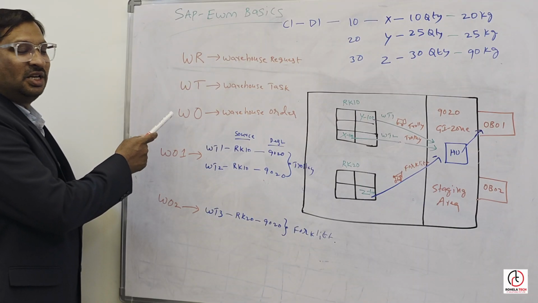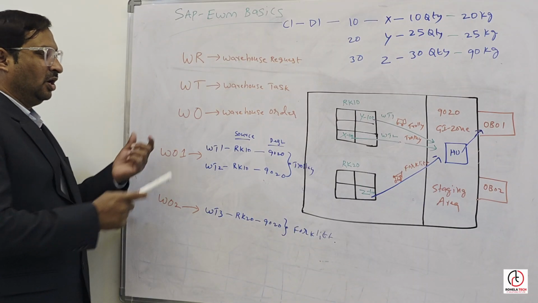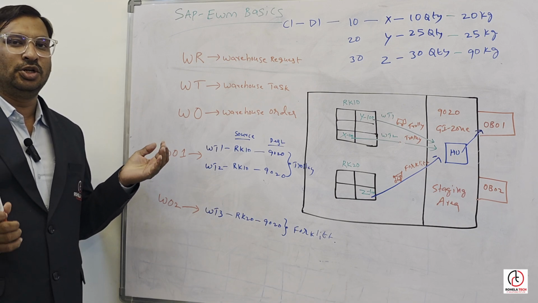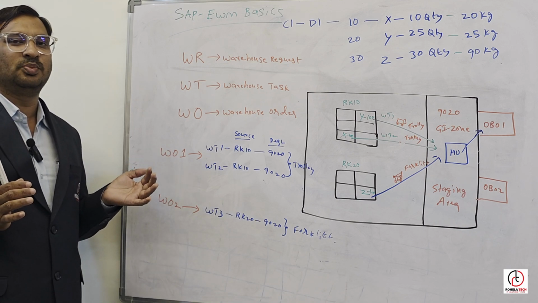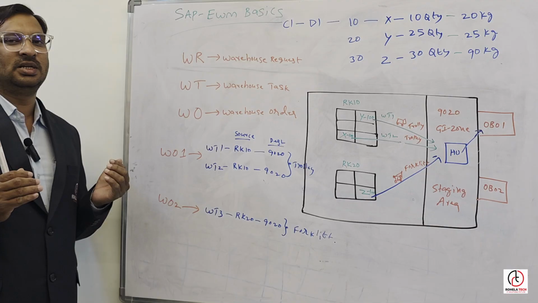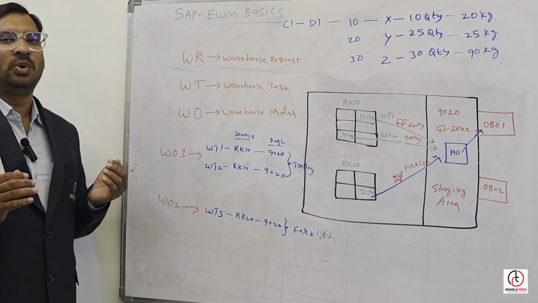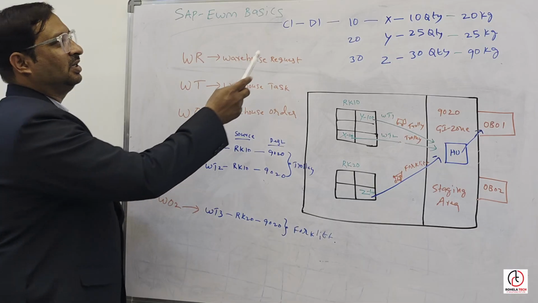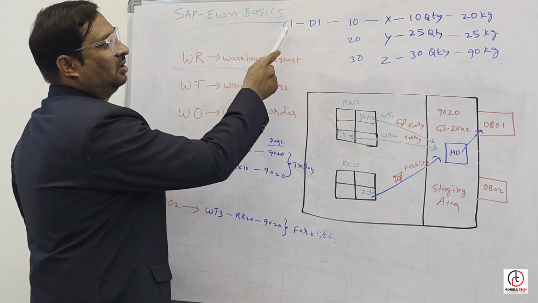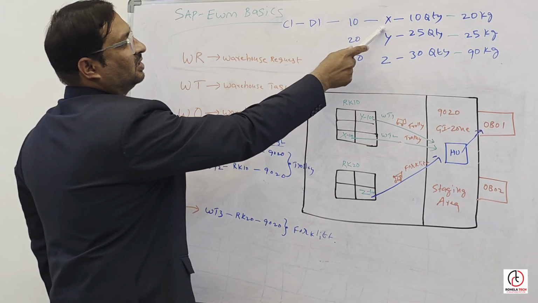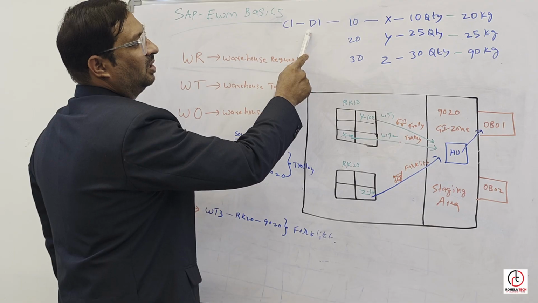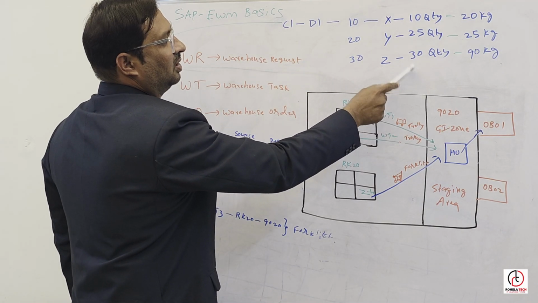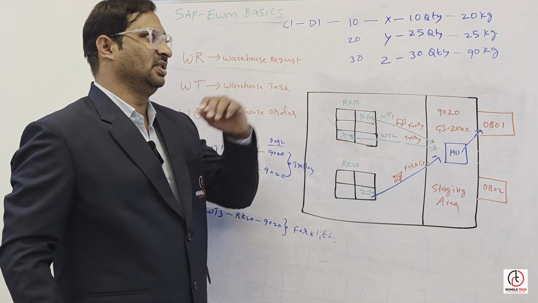The next element is warehouse order. Warehouse order is an executable work package. It is going to combine the warehouse tasks based on a condition. To understand this in a better manner, we will try to understand one real-time warehouse requirement. So let's say customer 1 ordered X, Y, Z material through a delivery. So these are the line items: 10 quantity, 25 quantity, 30 quantity of X, Y, Z.